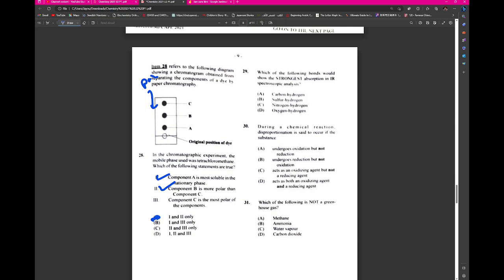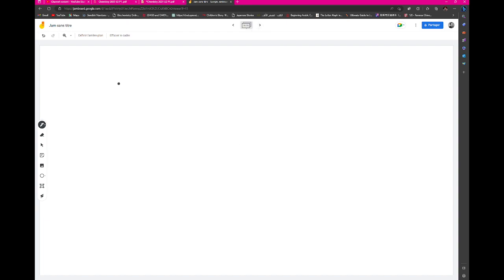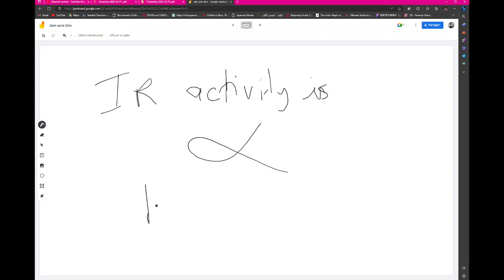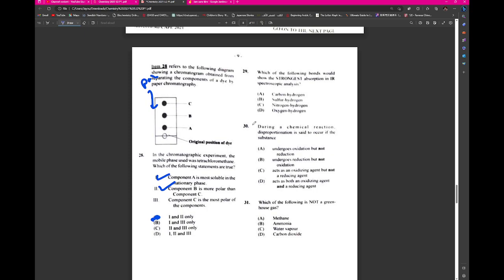Question 29. Which of the following bonds would show the strongest absorption in IR spectroscopic analysis? So remember that IR activity is directly proportional to bond polarity. If nobody ever told you that, remember I told you that. The most polar bond would be the one with the most difference in electronegativities, which I would believe would be oxygen and hydrogen here.